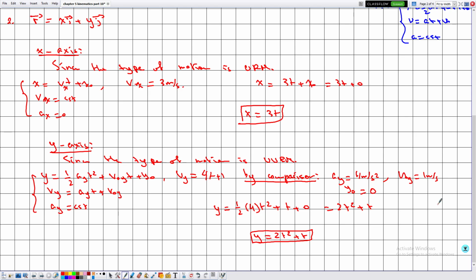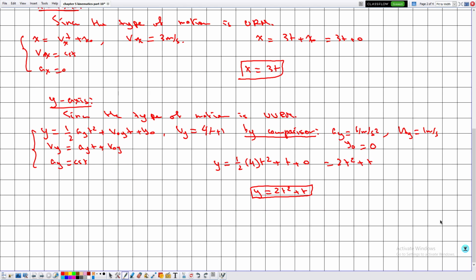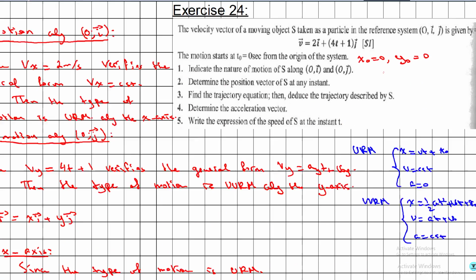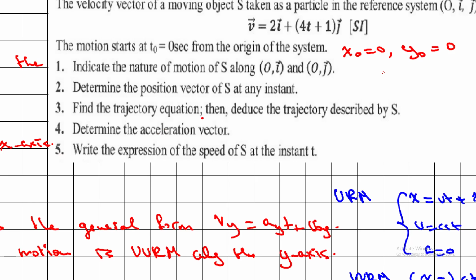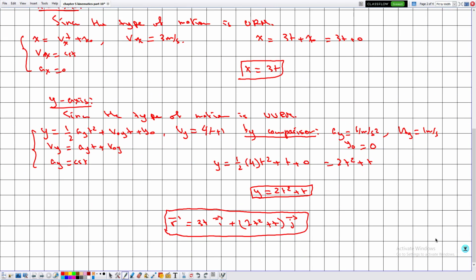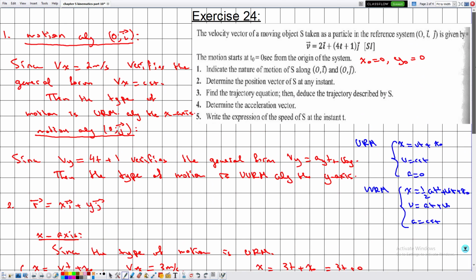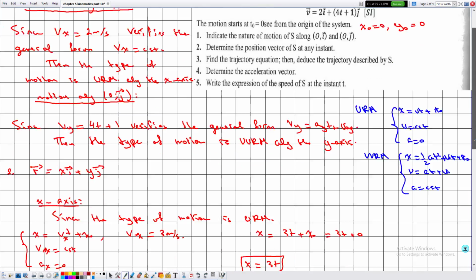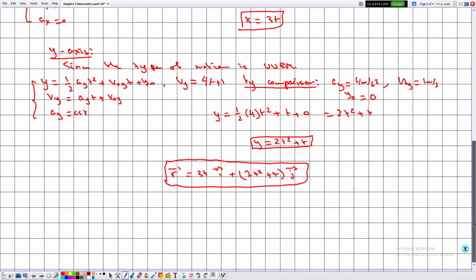Now we are ready to express the position vector, which is given by r is equal to 3ti plus 2t square plus t j. Now in number 3 they are telling me find the trajectory equation, then deduce the trajectory described by S, and this is done by finding an equation which relates X and Y. So what does the trajectory represent? It represents the actual path of the moving particle. So now this can be done by referring to the parametric equations after we have determined the position vector.